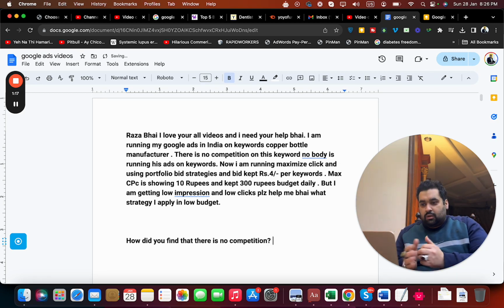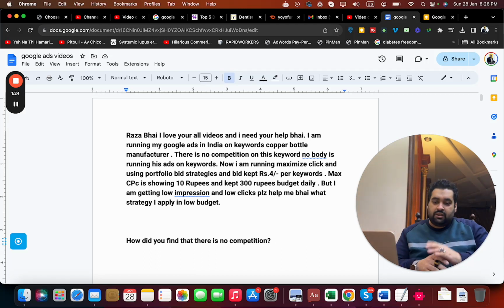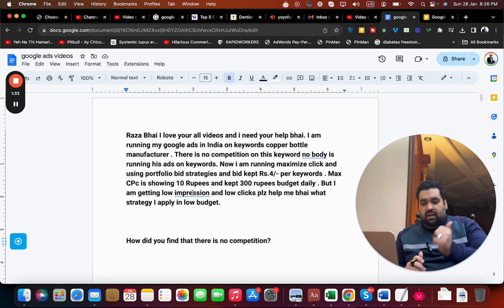Even so, you are running maximize clicks. The beauty of Google is that it charges the lowest possible amount, just above the next running advertiser. So if there is no advertiser, you would be charged the lowest possible amount. But you said you are using a portfolio bid strategy with maximize clicks and a bid capped at rupees 4 per keyword, while the maximum CPC is showing 10 rupees. It means that there are other advertisers as well, because the maximum CPC shows that there are people trying to advertise. So I think there are more advertisers on that keyword.